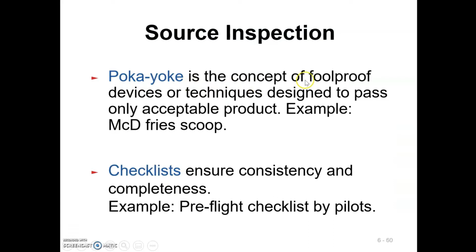Poka-yoke is the concept of foolproof devices or techniques designed to pass only acceptable products. As you can see in the picture before, the McDonald's fry scoop makes sure that each serving of fries is equal in quantity. Next, you have checklists to ensure consistency and completeness. The example here is the pre-flight checklist for pilots.